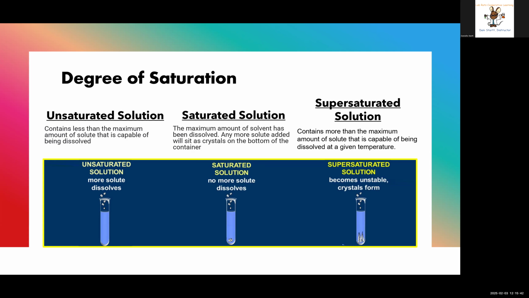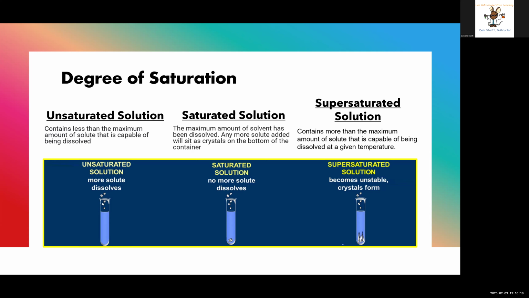And then supersaturated is when it contains more than the maximum amount of solute that is capable of being dissolved at a given temperature. Well, how can you have more than a maximum? Well, basically, what you have to do is change something about your situation. And typically, what we change is temperature. You can try this at home. Get a measuring cup of water and add some sugar to it, and you will have an unsaturated solution. Keep adding sugar to it until no more dissolves, and you'll have a saturated solution.